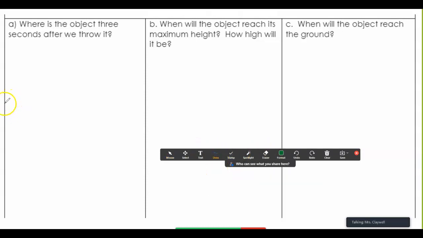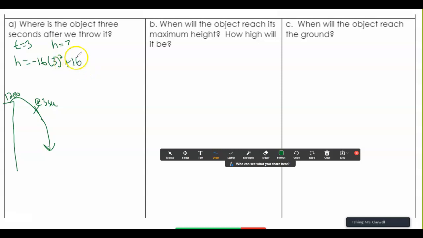So we're going to think like I have this little building, 1,200 feet. I'm going to throw it, and I want to know where it is at 3 seconds. So my t equals 3 and I don't know my h, so I'm going to figure out what h is when my t is 3. So I'm using the equation from above, and I'm plugging in 3 seconds for t. So the object is 1,104 feet in the air.